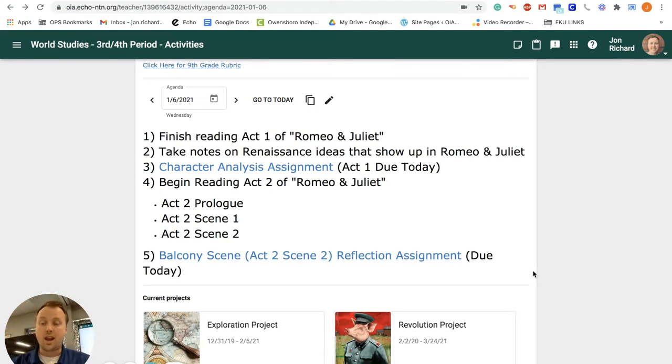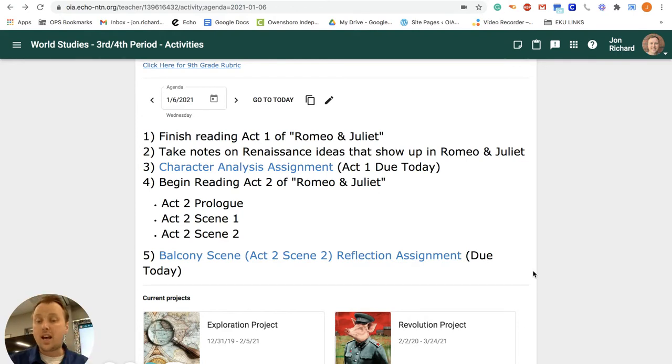So what I want you to do right now is either open up a Google document or get a piece of paper, because we're going to start writing down some of these areas where we see these Renaissance ideas popping up in Romeo and Juliet. So take a second, go grab a piece of paper and a pencil or open up a Google Doc. This is on your own. This is your note taking.